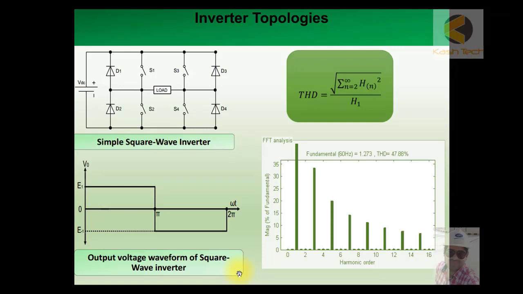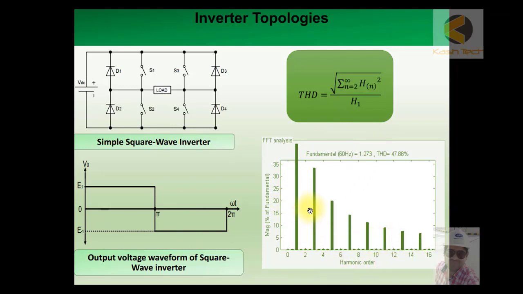So this is showing you that in this way they have converted DC into alternating, but it is in square shape. The disadvantage of this inverter type is that it carries too much harmonic in it.